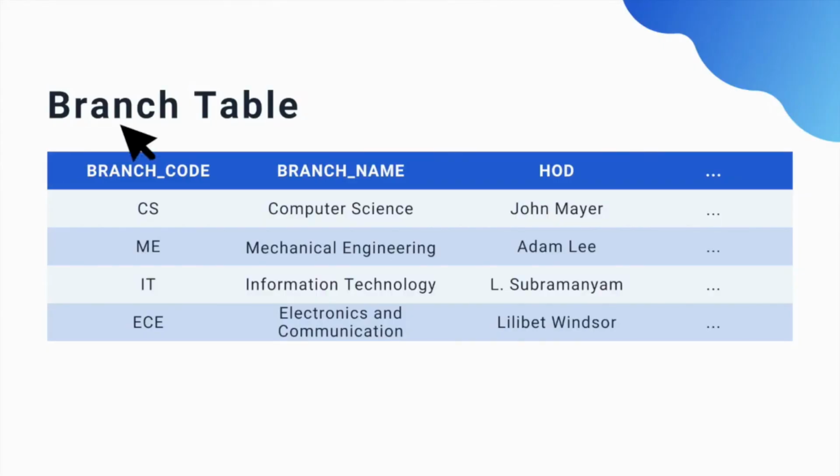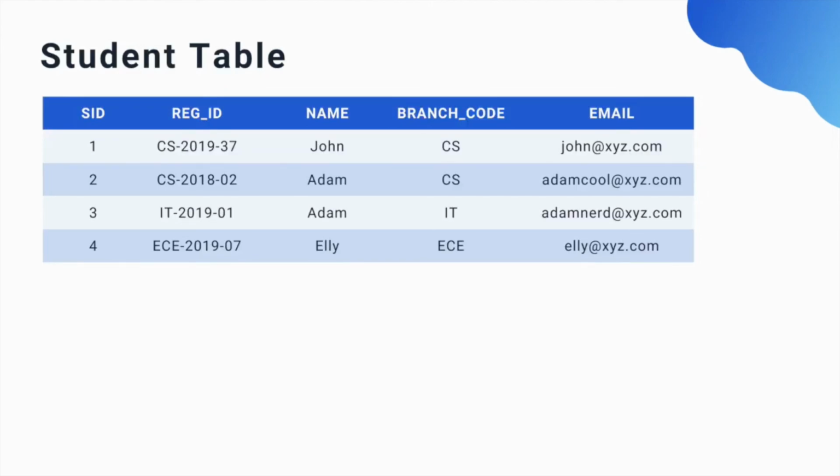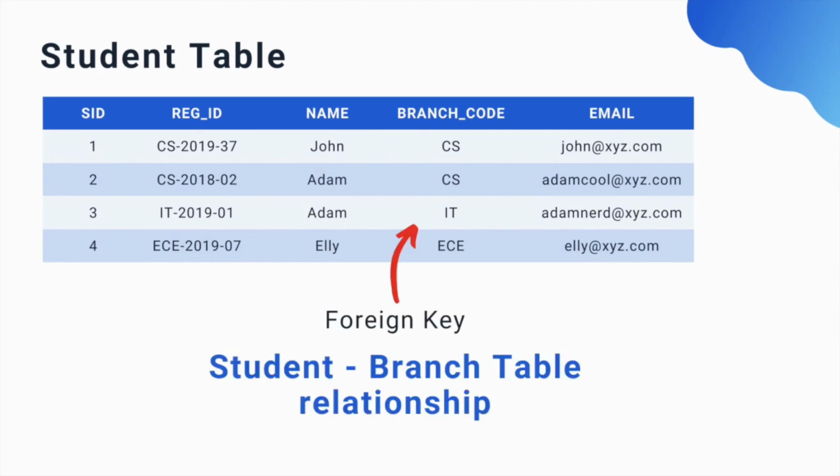Let's say we have one more table, branch, with information about the branches in the college. It has a unique column with branch code, branch name, HOD, and some more branch related information. In the students table, the branch code can be made a foreign key to set up referential integrity or relationship between the tables student and branch.